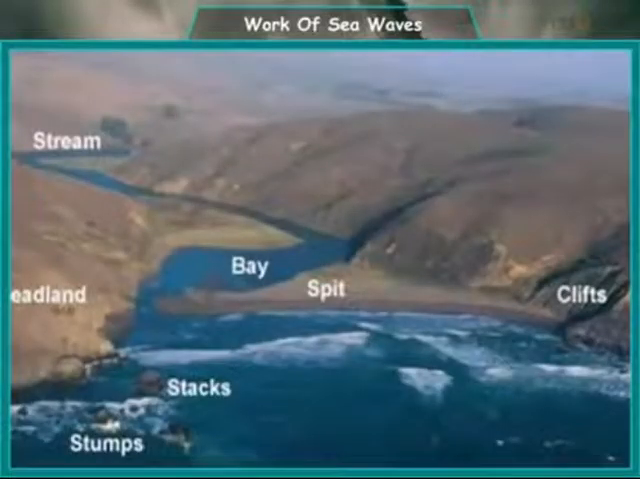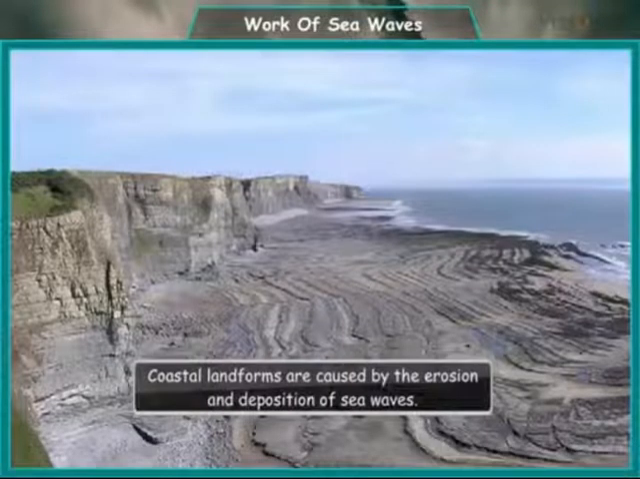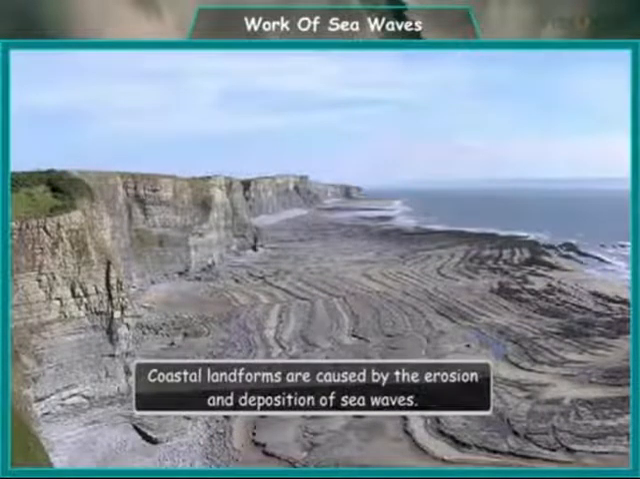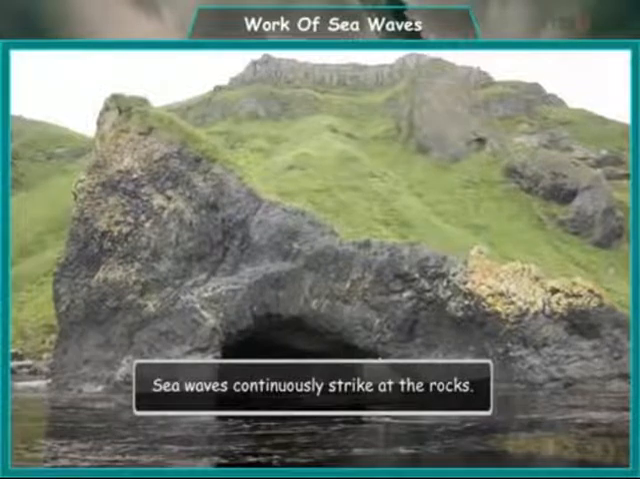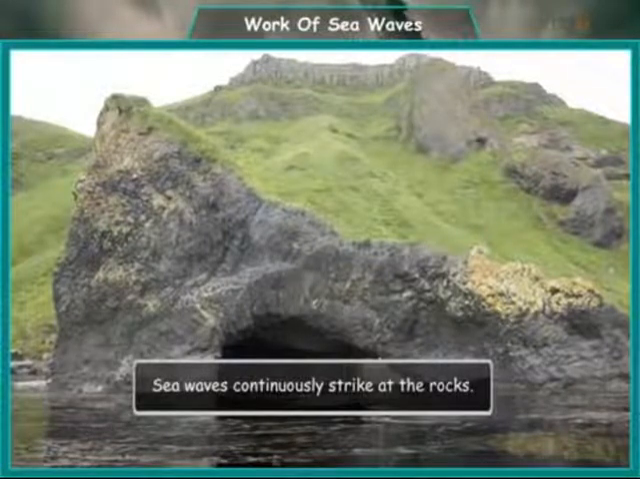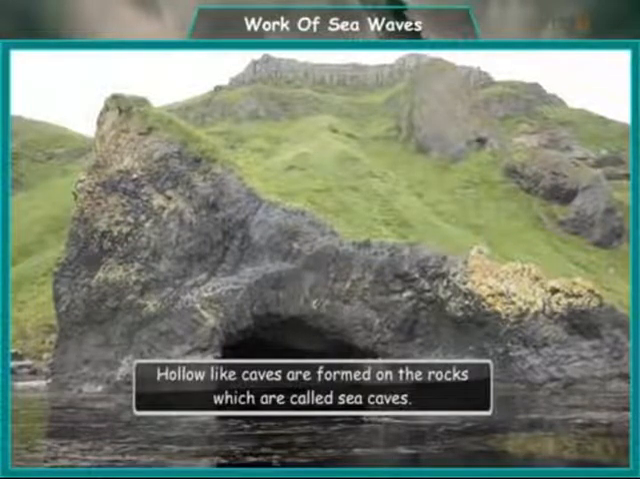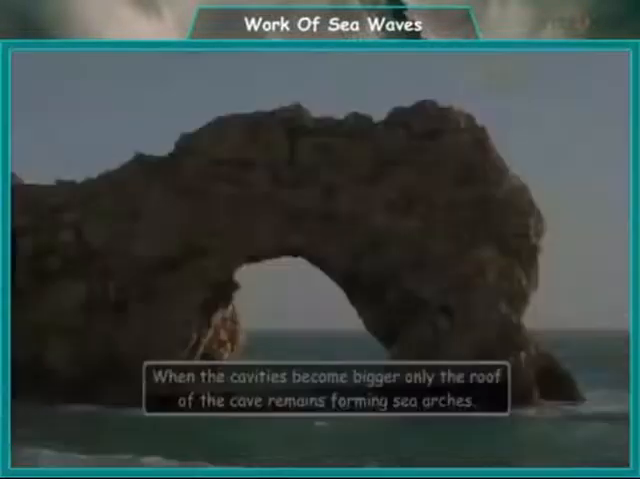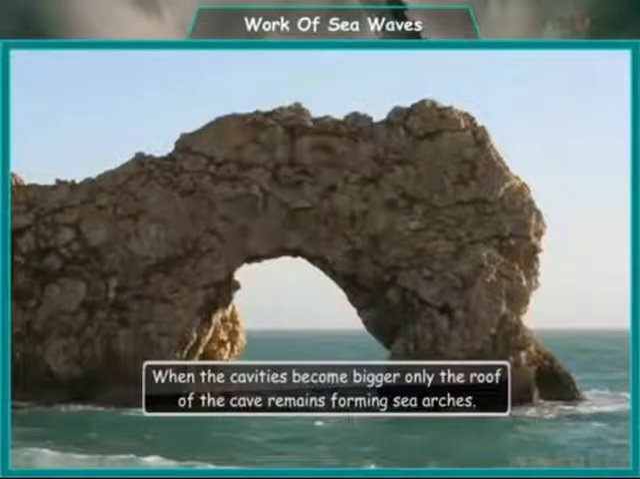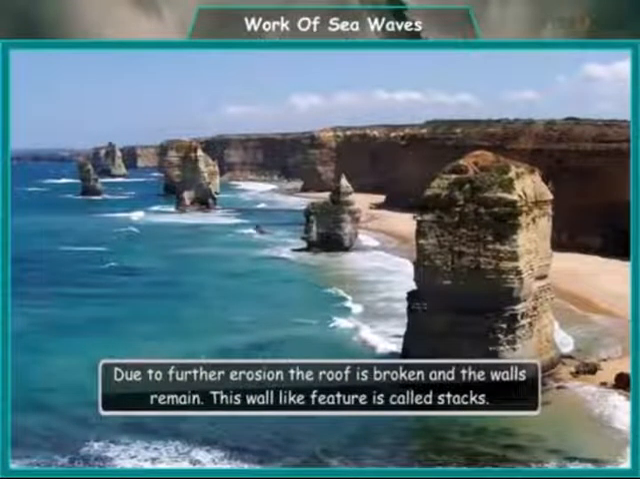Work of sea waves. Coastal landforms are caused by the erosion and deposition of sea waves. Sea waves continuously strike at the rocks. Hollow-like caves are formed on the rocks which are called sea caves. When the cavities become bigger, only the roof of the cave remains, forming sea arches. Due to the further erosion, the roof is broken and the walls remain.